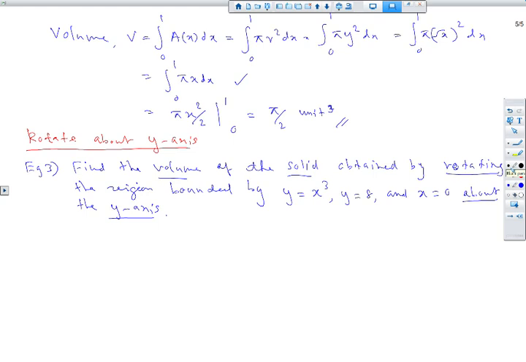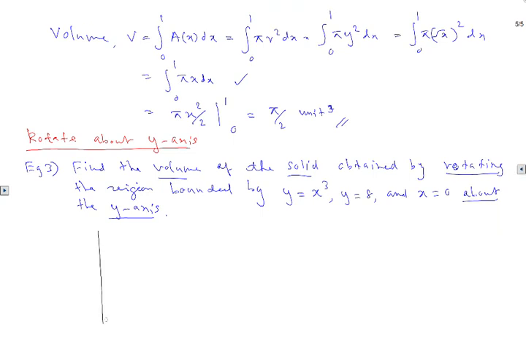It says, find the volume of the solid obtained by rotating the region bounded by y equals x cubed, y equals 8, and x equals 0 about the x-axis. So just pay attention to this in quadrant 1. If you graph it, this is how it looks. So this is 0.